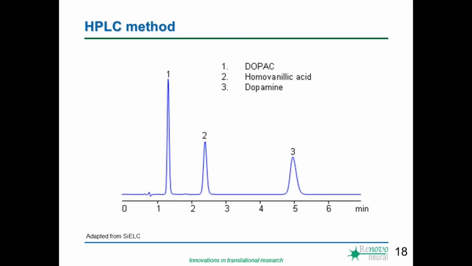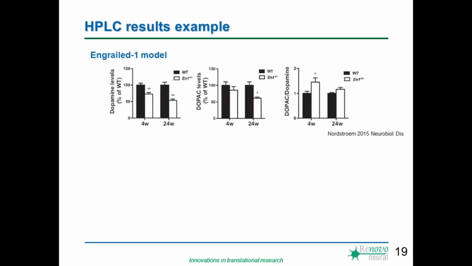HPLC gives a unique possibility to distinguish and measure amounts of molecules that have almost the same chemical structure. As an illustration of this, here are engrailed 1 heterozygous mice, and both dopamine and its metabolite DOPAC were decreased from 4 to 24 weeks of age. And at 4 weeks, long before the dopaminergic neurons' death appears, the metabolism of dopamine was increased, suggesting some early sort of prodromal synaptic changes in this model.